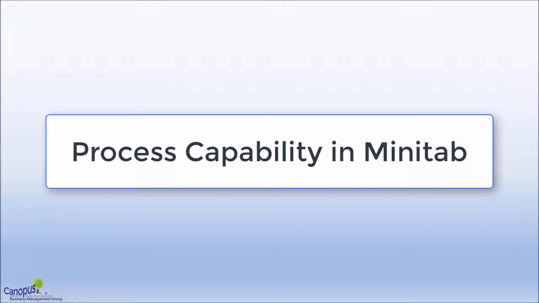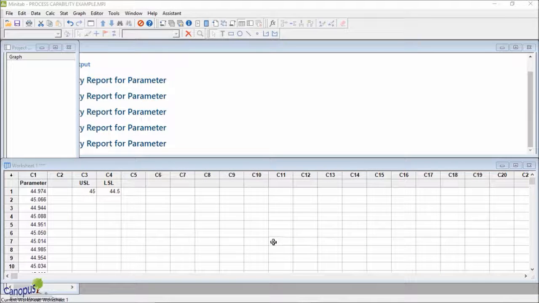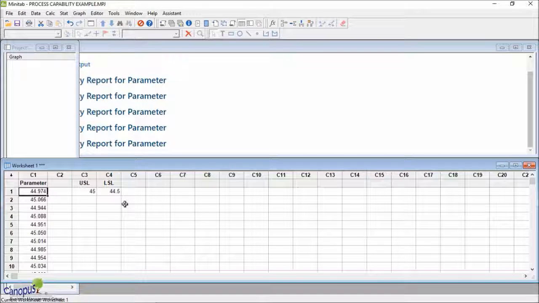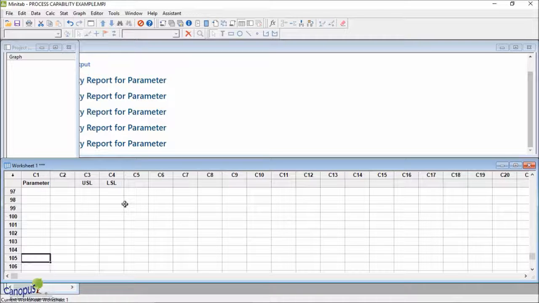Now we will learn how to use Minitab to plot process capability. So let's start with an example. I have some data of a parameter. Let's say it could be something like a turnaround time, and I have collected data as per the process that has to be followed.